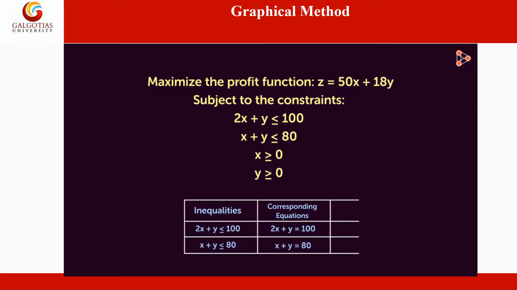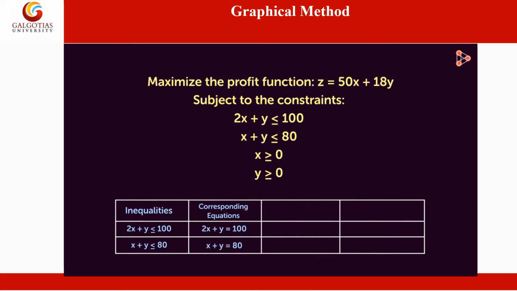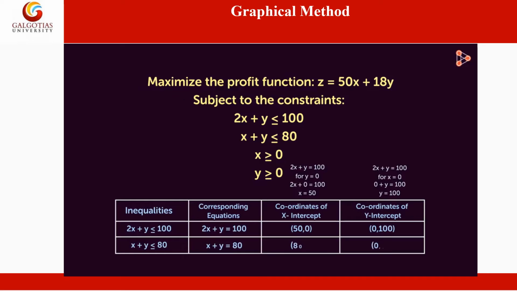Next, we need to graph the lines of these equations. We can do that by finding the coordinates of the x and y intercepts. Let me help you with the x and y intercepts of the first equation. For the x-intercept, we substitute y equal to 0. We get the value of x as 50. So the coordinates of the x-intercept are 50, 0. And to find the coordinates of the y-intercept, we substitute x as 0. That gives us the value of y as 100. The coordinates of the y-intercept are 0, 100. Similarly, we get the x and y intercepts of the second equation.